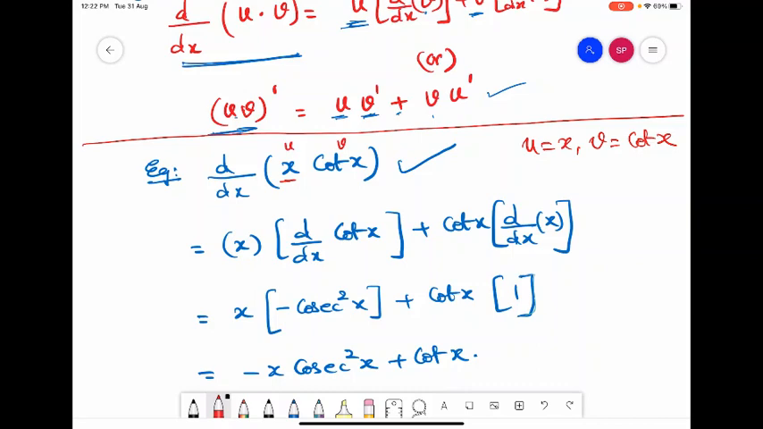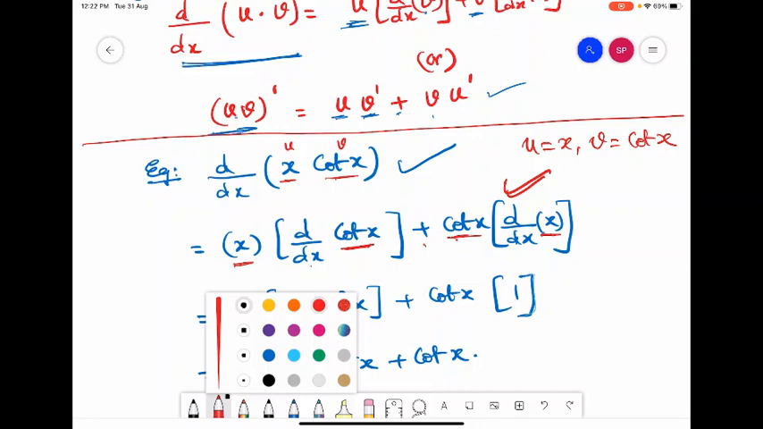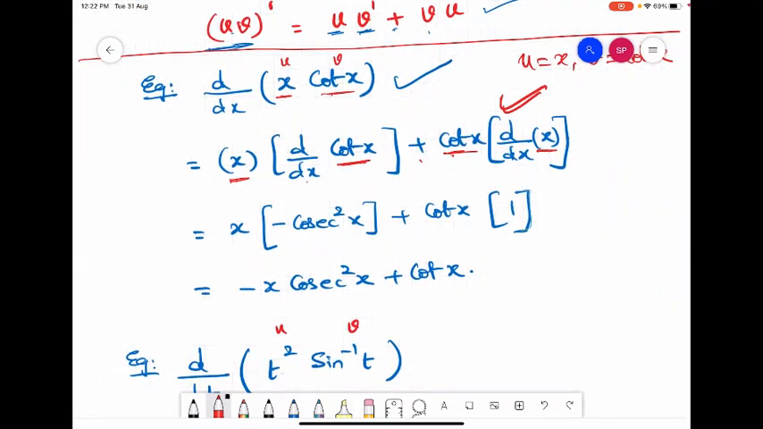So this is the first function, x, into, according to the formula, x into the derivative of the second function. What is the second function? Cot x. So d by dx of cot x plus cot x into d by dx of x, second function cot x into the derivative of the first function. So that is equal to x into, what is the derivative of cot x, we have the formula list, minus cosecant square x, plus cot x into, what is the derivative of x? d by dx of x is 1. So which is equal to minus x cosecant square x plus cot x.